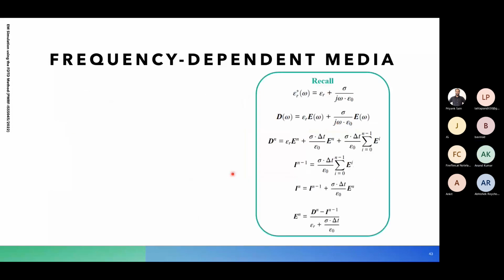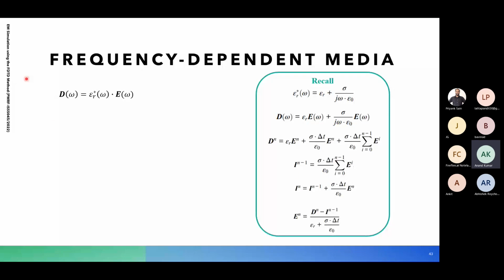Now you have to recall from the previous formulation that we did. Over there, we had the permittivity given by this expression, and we had expressed the flux density in terms of electric field and the permittivity, and then we had got this particular expression for Dn, where the third term was expressed by In minus 1. Okay, so if you recall how we got In, now we will directly use this In thing over here.